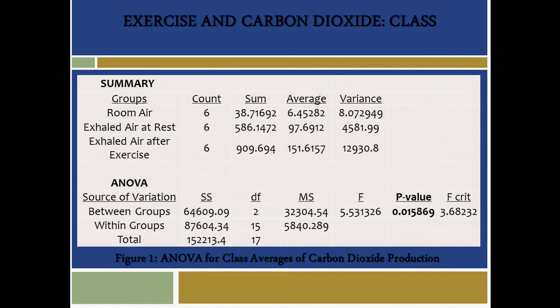However, if the p-value is greater than 0.05, the null hypothesis fails to be rejected. In this case, the p-value is less than 0.05, so the null hypothesis is rejected. Therefore, there is a significant difference between each condition and the carbon dioxide produced. This is consistent with our hypothesis that after exercise, more carbon dioxide is produced than at rest, and room air has the least carbon dioxide out of the 3 conditions.